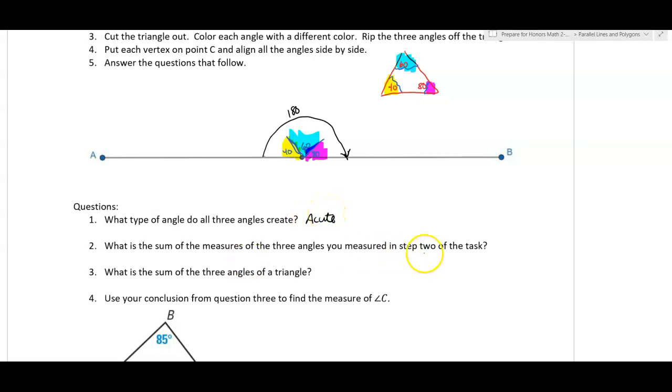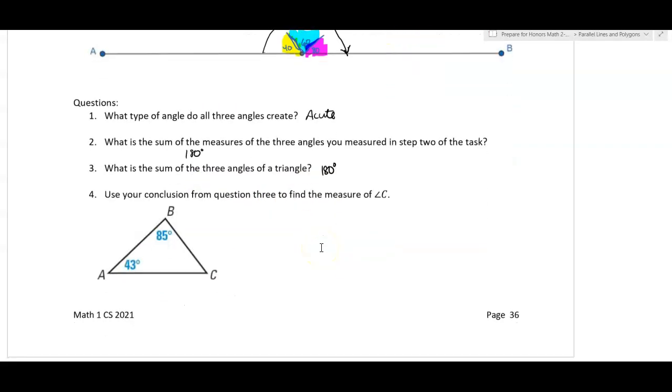What is the sum of the measures that you measured? It would be 180 degrees. So what is the sum of three angles of a triangle? It's always going to be 180 degrees. So this basically tells us the interior angle sum of a triangle is 180 degrees.